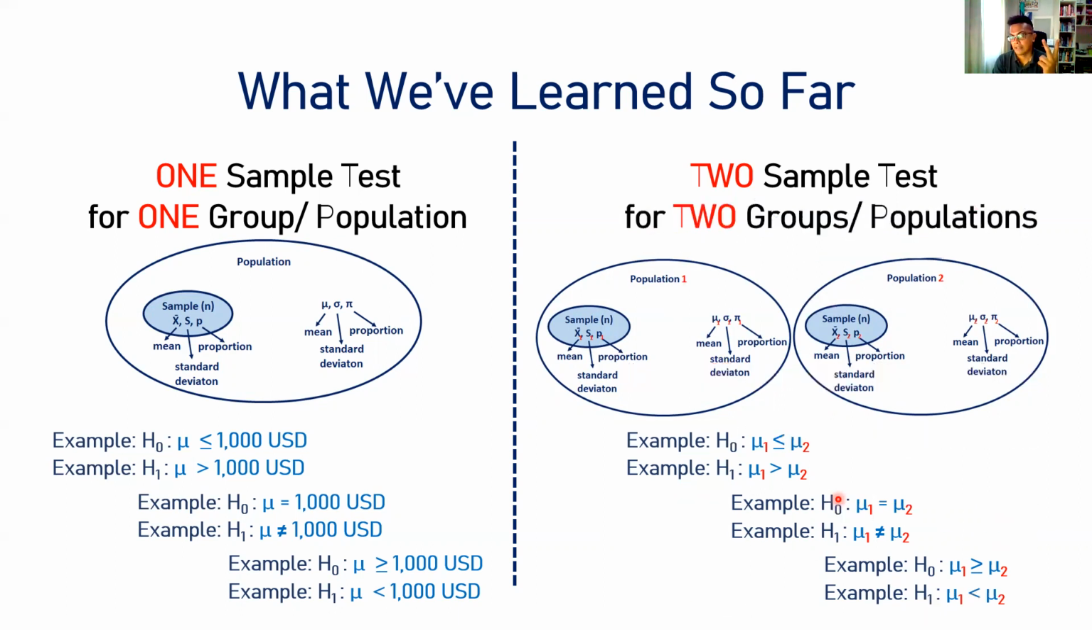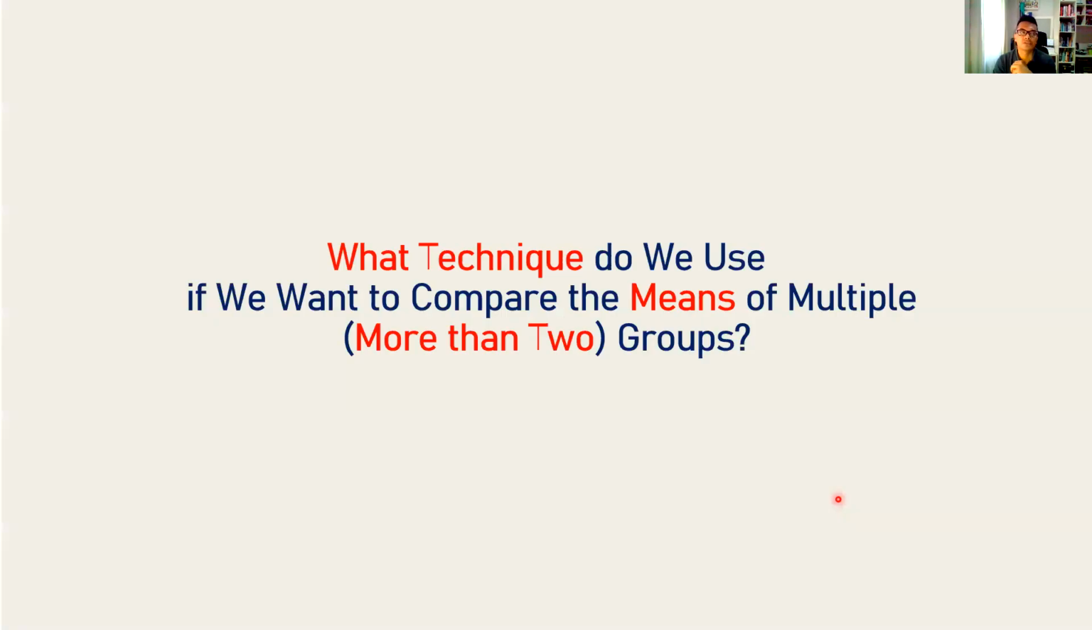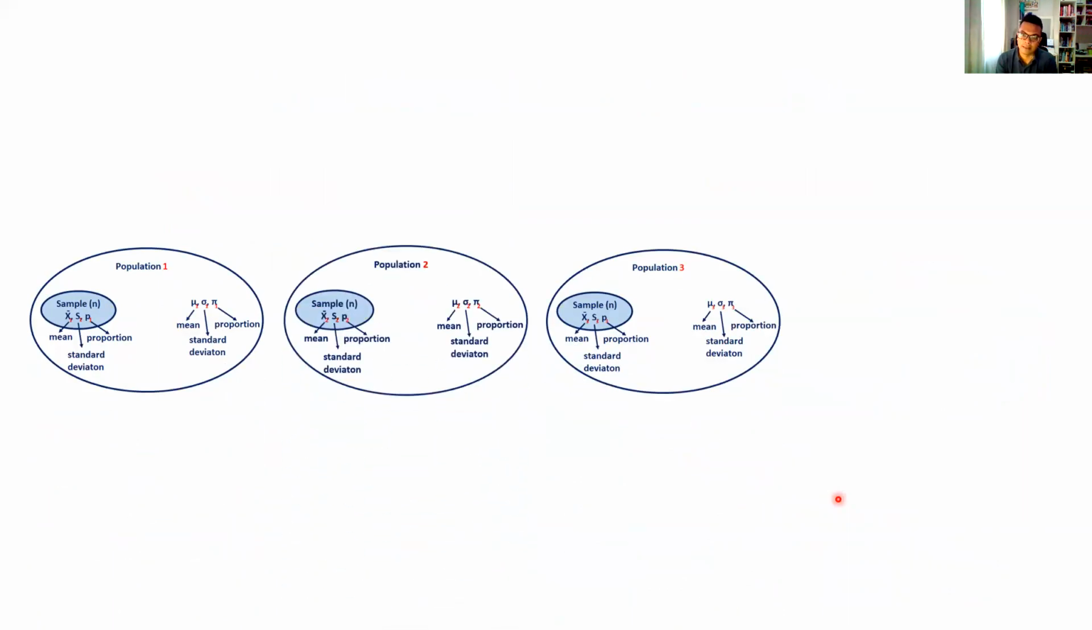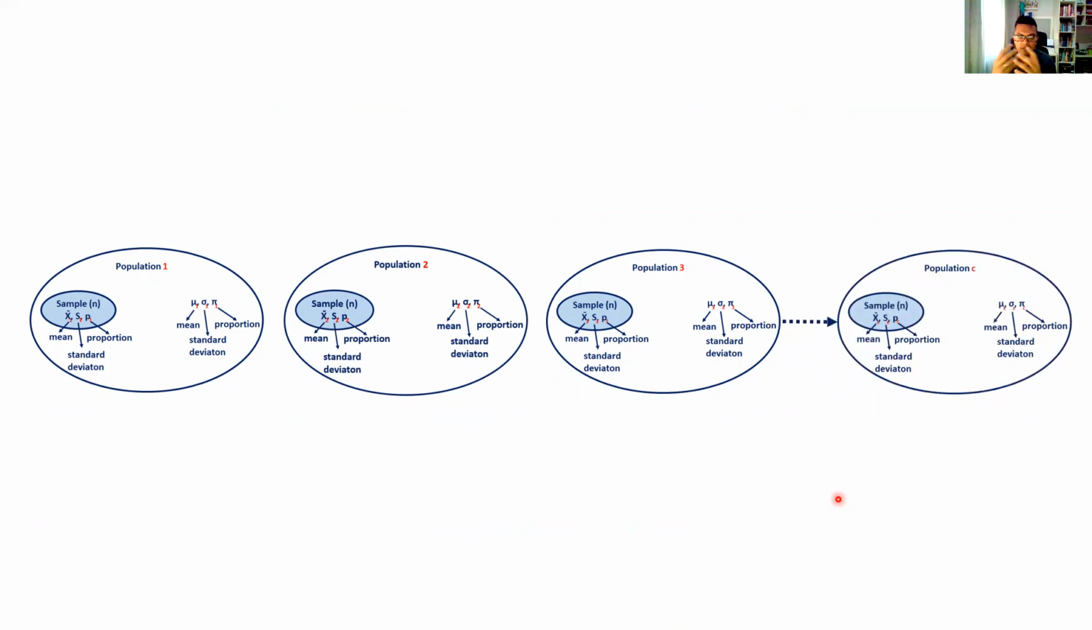And then the question that arises is, of course, what technique do we use if we want to compare the means of multiple groups? Multiple means more than two groups. It can start from 3, 4, 5, 6, and so on. So in this context, we would like to check a claim concerning 3 or more populations. It could be until 5, 6, 7, or maybe until 100. It can also very well be.